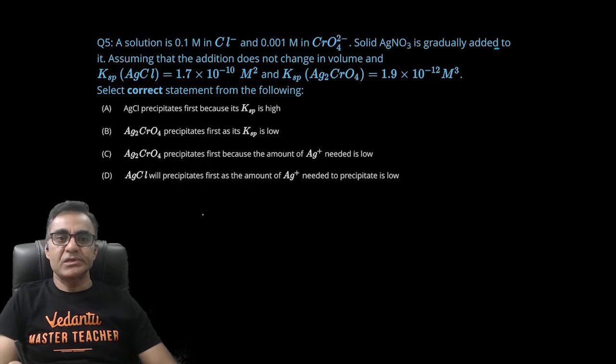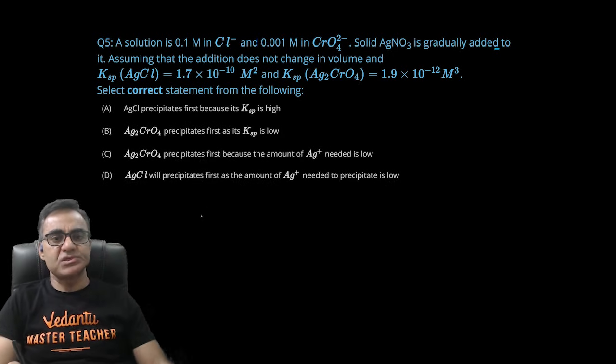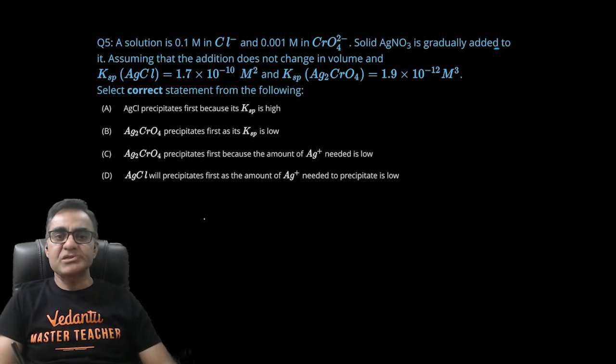A solution is 0.1 molar chloride ion and 0.001 molar chromate ion. Solid silver nitrate is added. Assuming the addition does not change the volume of solution, you have to tell which one will precipitate first.